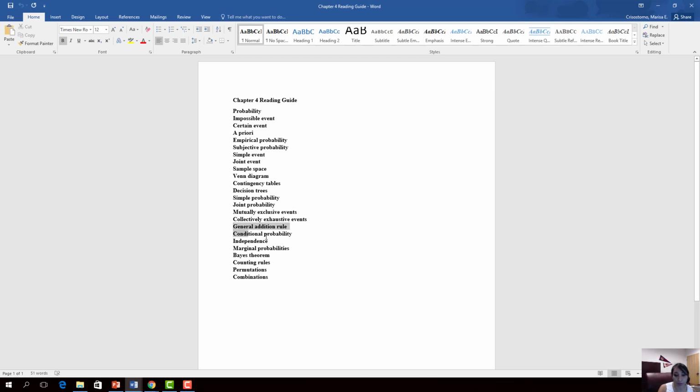For the general addition rule and conditional probability, I don't need you to calculate those, but I would like you to know that we can calculate the probability of one event or another event, and we use the general addition rule for that. And conditional probability is the probability of an event given that another event occurs, so that we can calculate these 2 probabilities as well. I'd like you to know what independent means, and if you can identify independent variables.